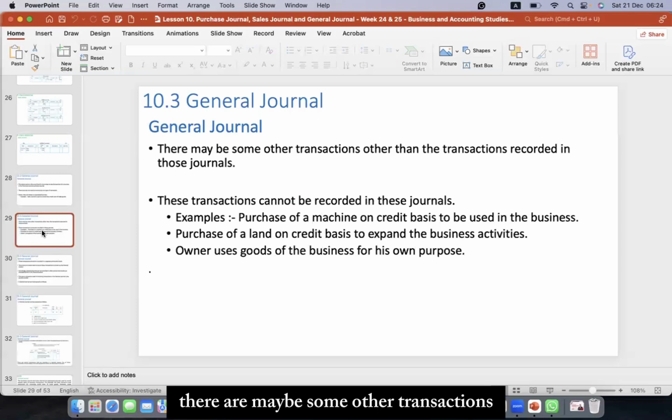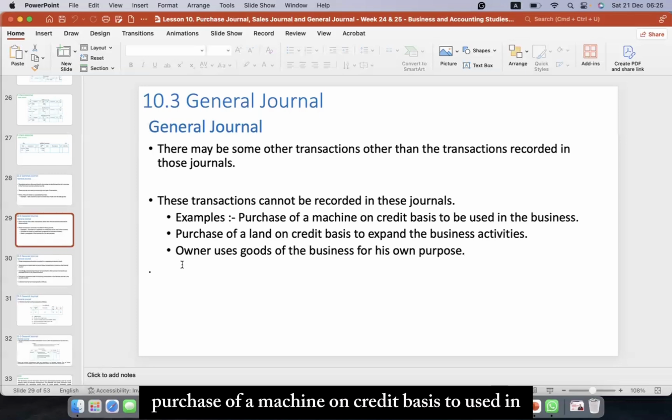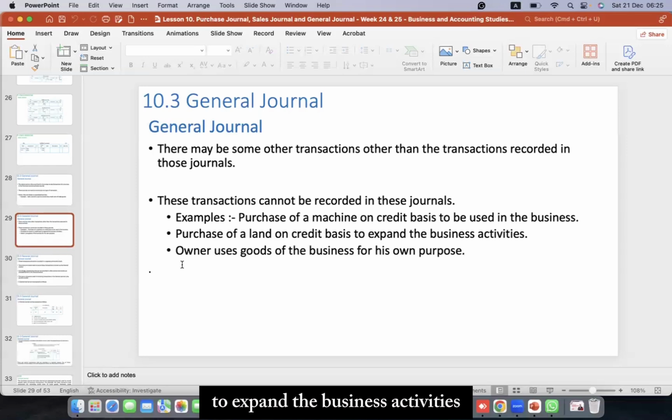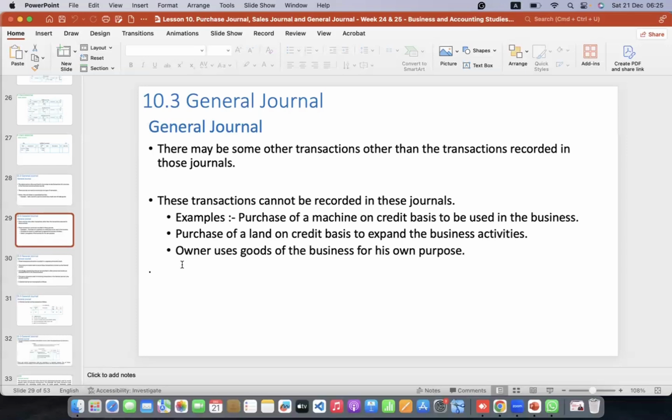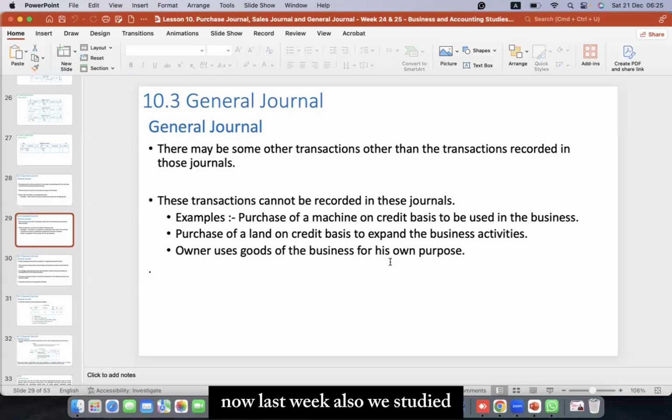There may be some other transactions other than the transactions recorded in sales journal and purchase journal, and they are recorded in general journal. So, for example, purchase of a machine on credit basis to be used in business activities, purchase of a land on credit basis to expand the business activities, owner using the goods of the business for his own purposes. Last week also we studied this.